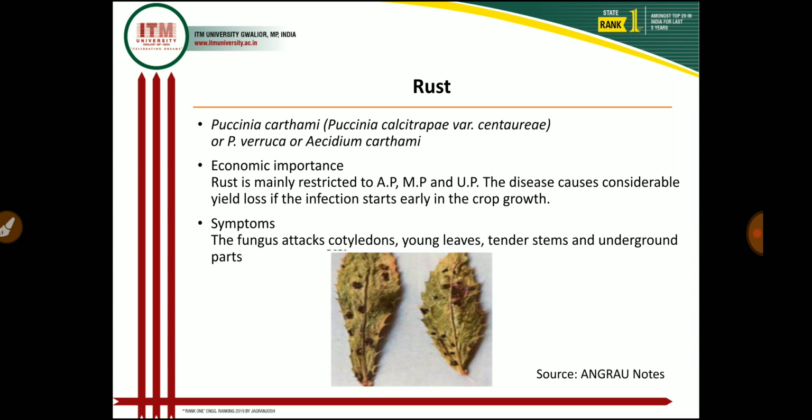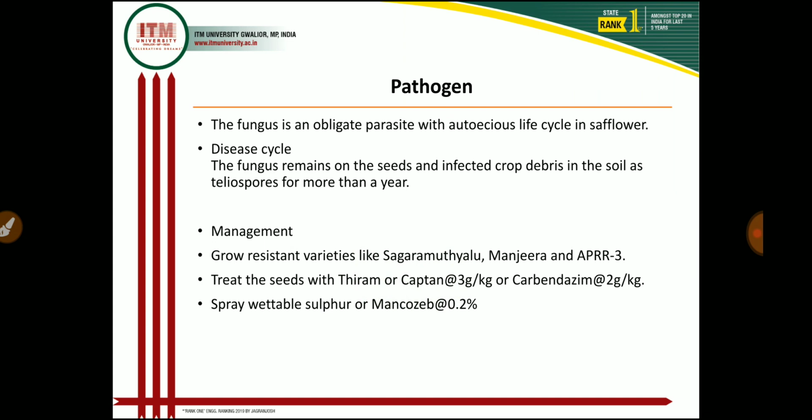And in the disease cycle, the fungus remains on the seed or infected crop debris in the soil as teliospores for more than a year, and the fungus also produces uredia and telia stages on collateral hosts such as Carthamus oxyacantha, and this also serves as a primary source of infection in addition to dormant teliospores in the soil. The secondary spread occurs through windborne urediospores.